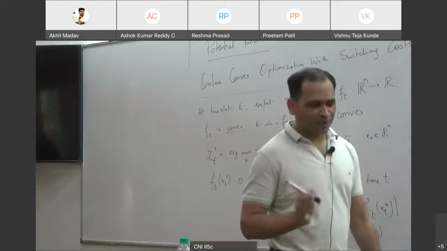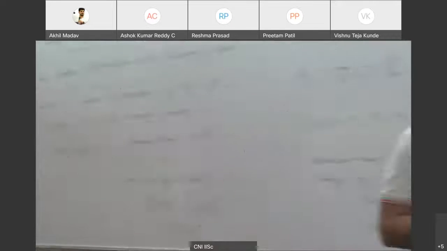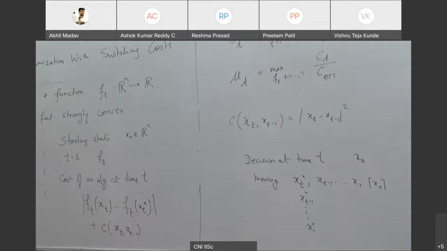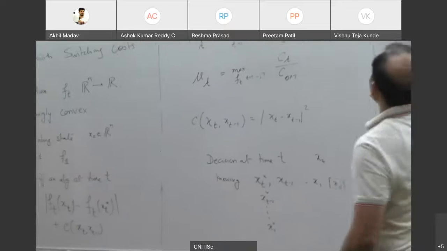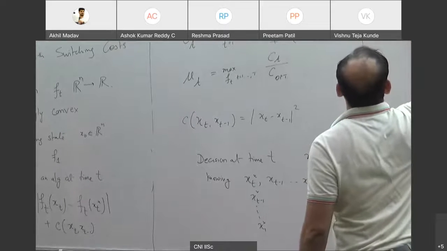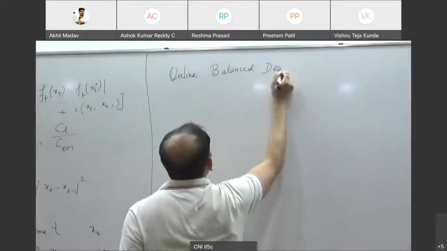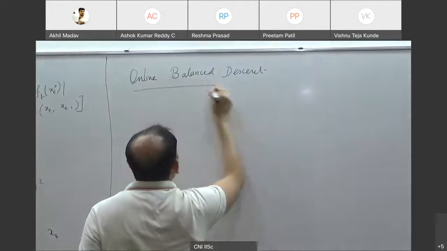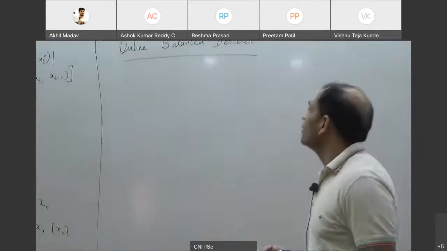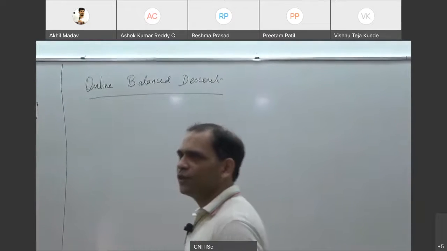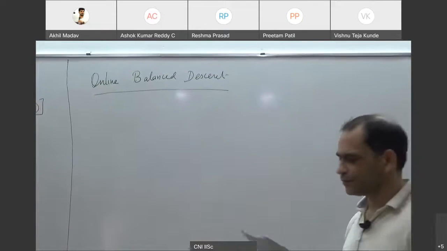Because all of those algorithms are essentially trying to think in terms of dynamic programs. Here we'll do an algorithm which is called online balanced descent. Without any gradient, or no use of gradient, because I actually know XT star. So I don't need to use anything.